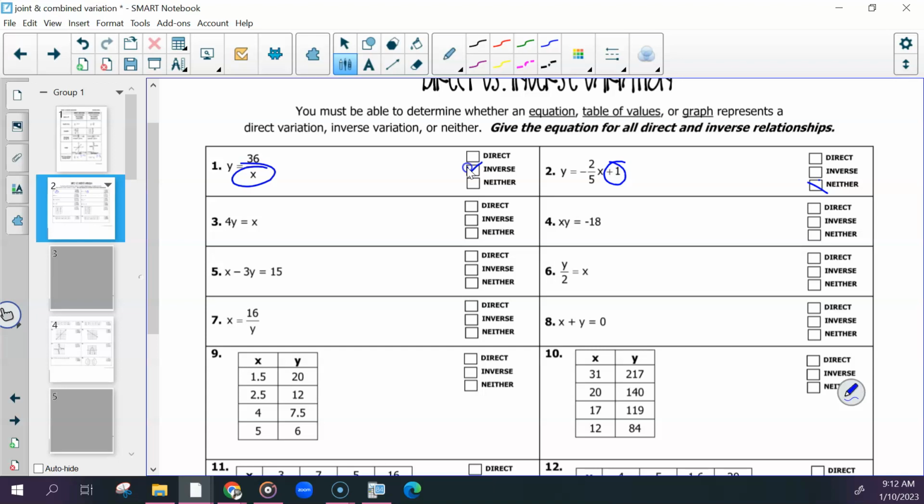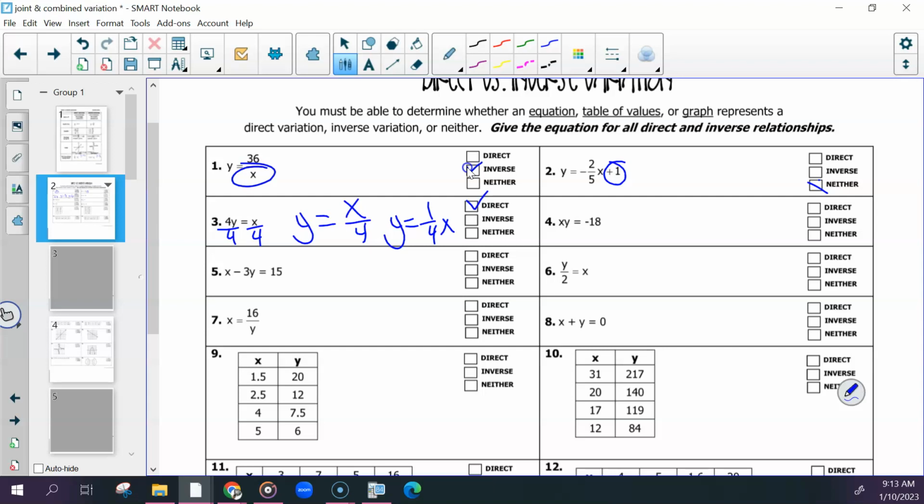We can solve this. Divide both sides by 4. I'm going to leave this like this first, and then I'll change it afterwards. Can we determine what it is from just this? It is direct because you can rewrite this as y equals 1/4 x. So anytime you have a number in the denominator, you can always rewrite it so that it's a fraction, and that fraction comes before the x. So this is direct.